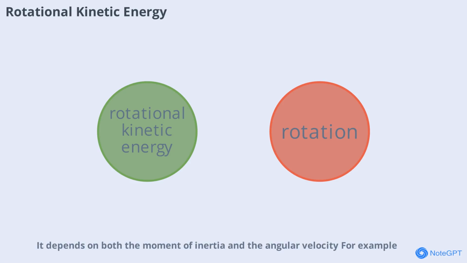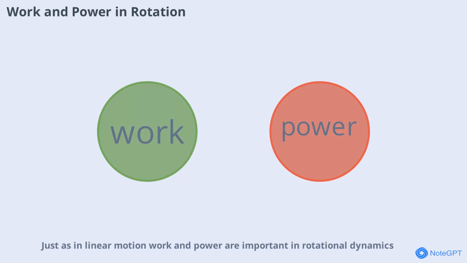Rotational kinetic energy is the energy an object has due to its rotation. It depends on both the moment of inertia and the angular velocity. For example, a spinning flywheel stores energy that can be used to power machines. This concept is important in many fields, from automotive engineering to renewable energy. By understanding rotational kinetic energy, we can design systems that store and use energy more efficiently, making technology safer and more effective.